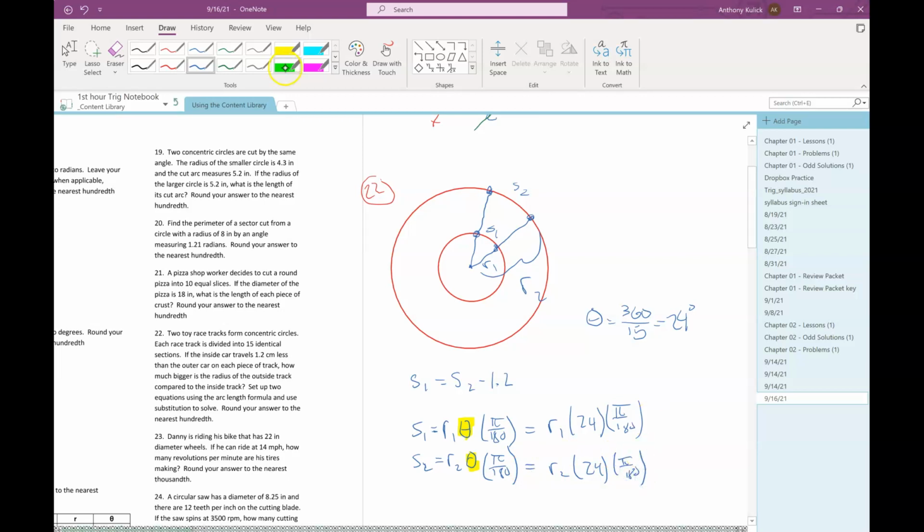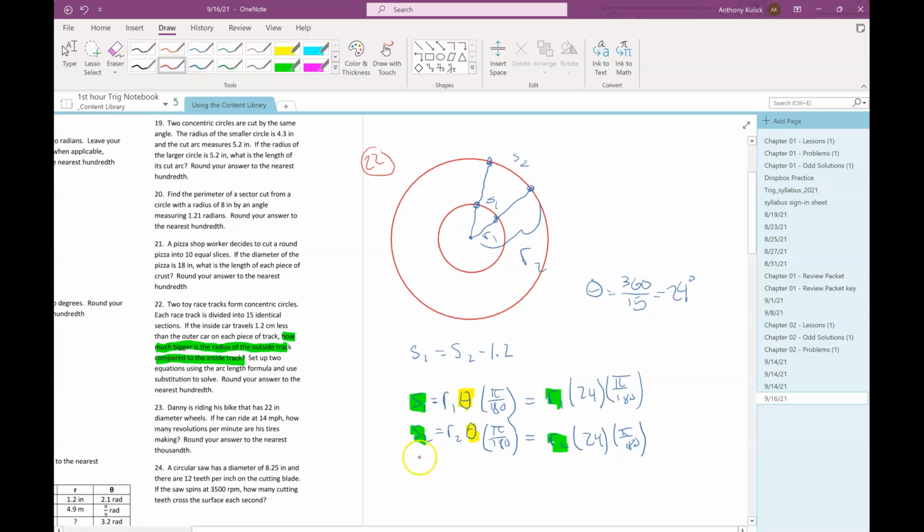The problem, at least on the surface, appears to be that I have 1, 2, 3, 4 variables, but only 2 equations, which you should remember from last year means you can't just solve for 4 variables. I need 4 equations, right? Well, here's the sneaky part: I don't actually need to solve for R1 and R2 separately, because it just asks how much bigger the radius of the outside track is compared to the inside track. So it would be enough to just solve for R2 minus R1. That's really what I'm going to shoot for.